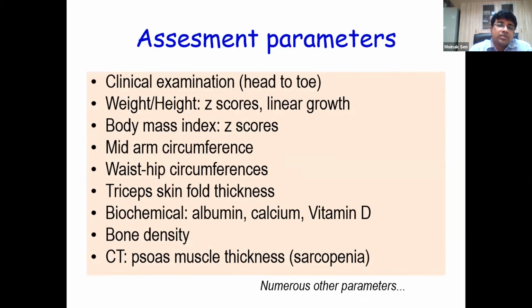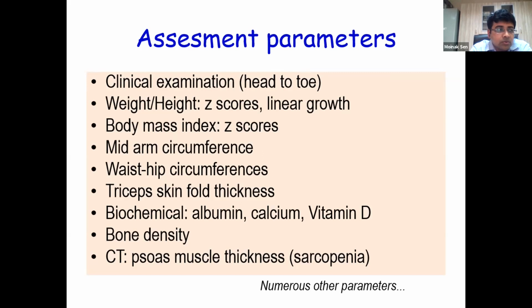And clinical examination is of very big importance to whether a child is nutritionally proper or not. We look at the fat thickness, things like that. Weight and height: best in today's world is to use the Z scores for academic purposes, but it's also important to use the growth charts to look at the linear growth. Body mass index becomes a very important assessment of nutrition over a long time.